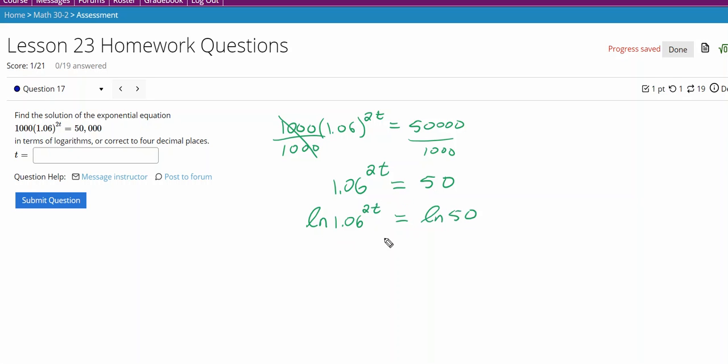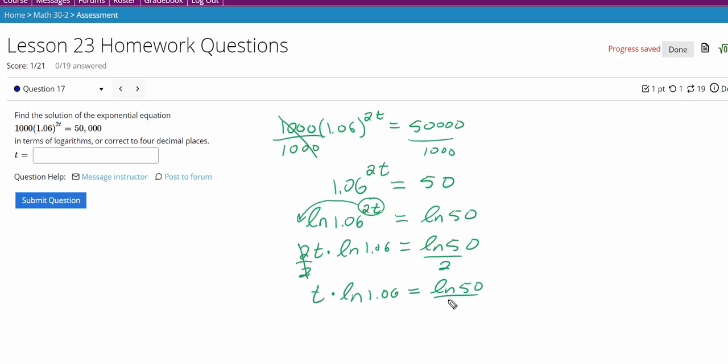All right, so now that we're taking the logs, we can do our nifty little trick here. Let's bring that 2t down. So now what we have is 2t times the natural log of 1.06 is equal to the natural log of 50. And then I just want t on its own, right? So I'm just going to divide both sides by, well, we can do them one at a time if you like, or we can do them both. Divide by 2, divide by 2. Okay, so now I'll do them one at a time. So t times the natural log of 1.06 is equal to the natural log of 50 over 2.